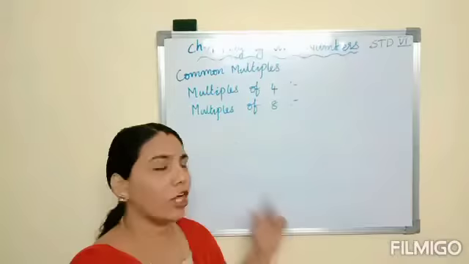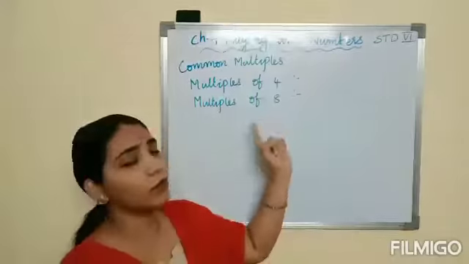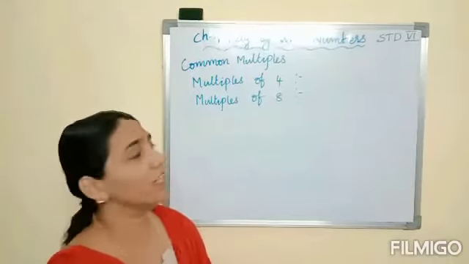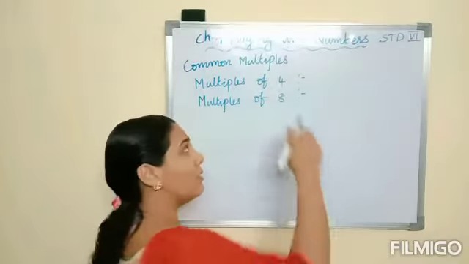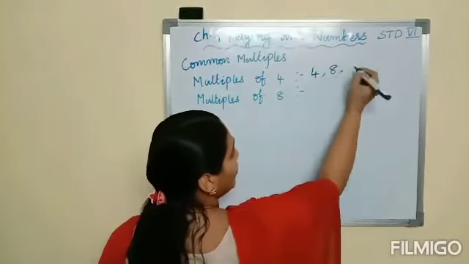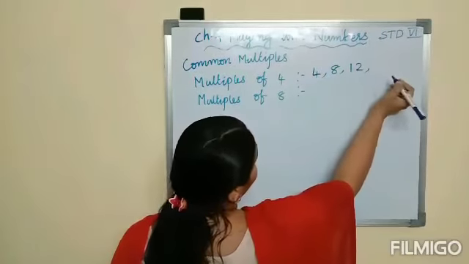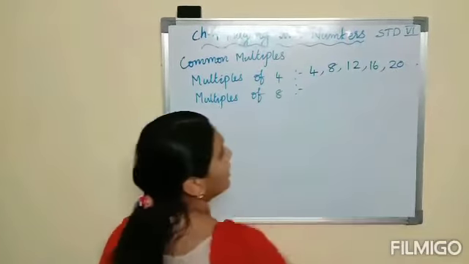Okay. Next one, common multiples. In that I took two numbers, 4 and 8. I want to find out the multiples of 4 and 8. So first I am going to write the multiples of 4. 1 4 is 4, 2 4s are 8, 3 4s are 12, 4 4s are 16, 5 4s are 20, etc. It will go like this.